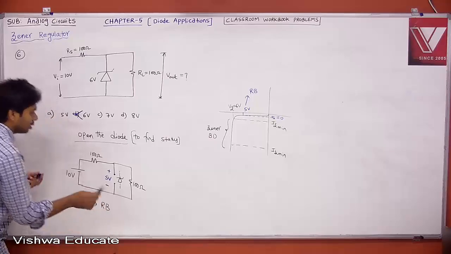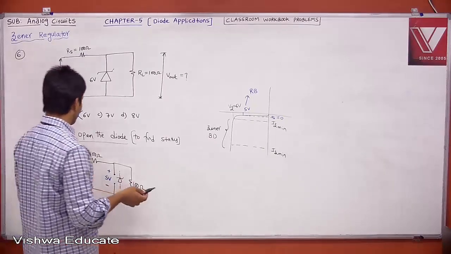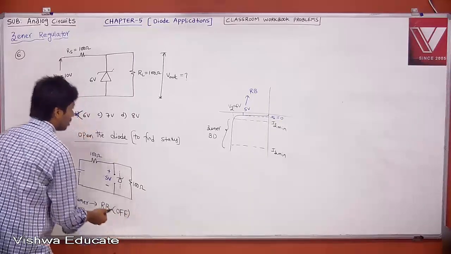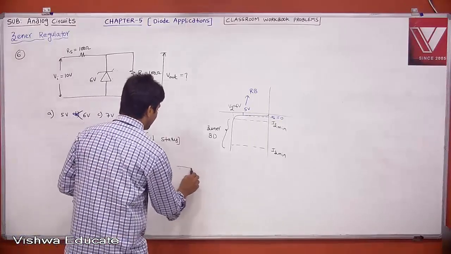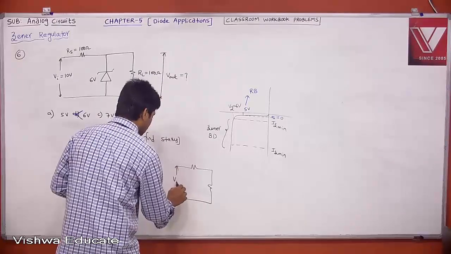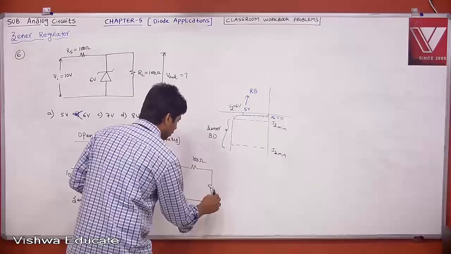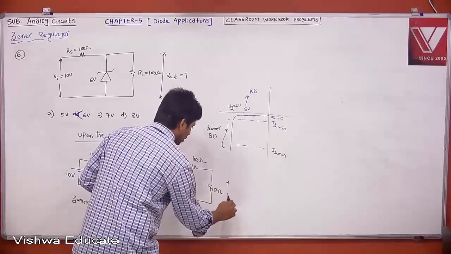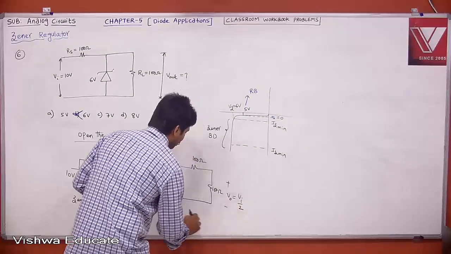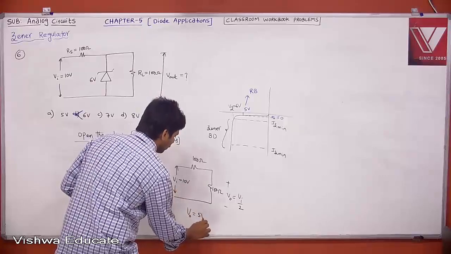If it is in reverse bias, it is open circuit. Reverse bias means off. Off means open circuit. Then what is your circuit? Then your circuit is simply this VI, then this 100 ohm, and your load is also 100 ohm. Then tell me what is your Vout? Vout is nothing but VI by 2. Therefore, when VI is 10 volts, your V0 is 5 volt.